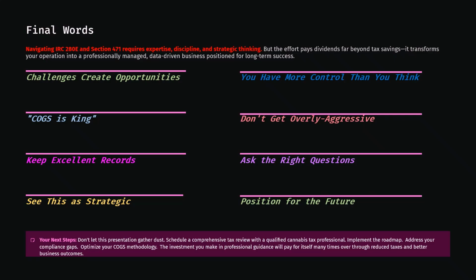Whether cannabis is rescheduled or remains Schedule 1, businesses with professional financial operations will win, so build that foundation today.